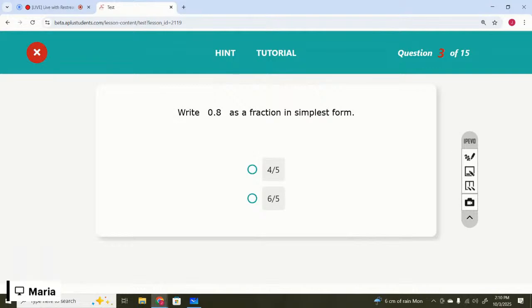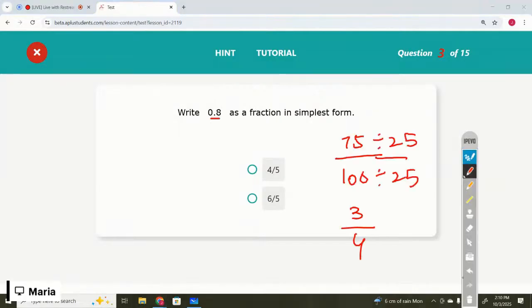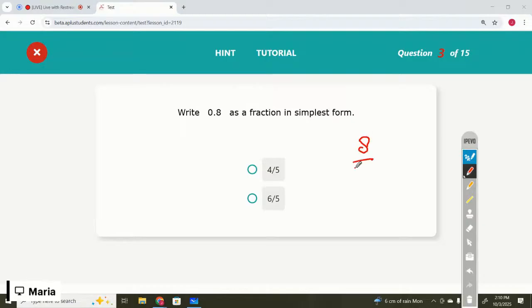Write 0.8 as a fraction in simplest form. So how do we write it? It would be 8 over 10 because we have only one digit after the decimal point. So we need to divide it by 2. The greatest common factor is 2. 2 times 4 is 8 and 2 times 5 is 10. That is 4 over 5. Option number 1 is the correct option. That is 4 by 5.